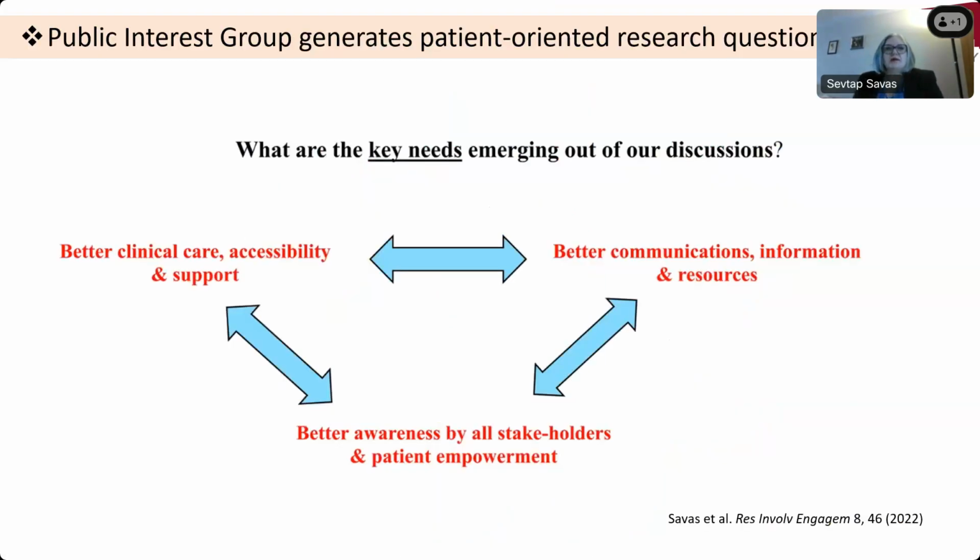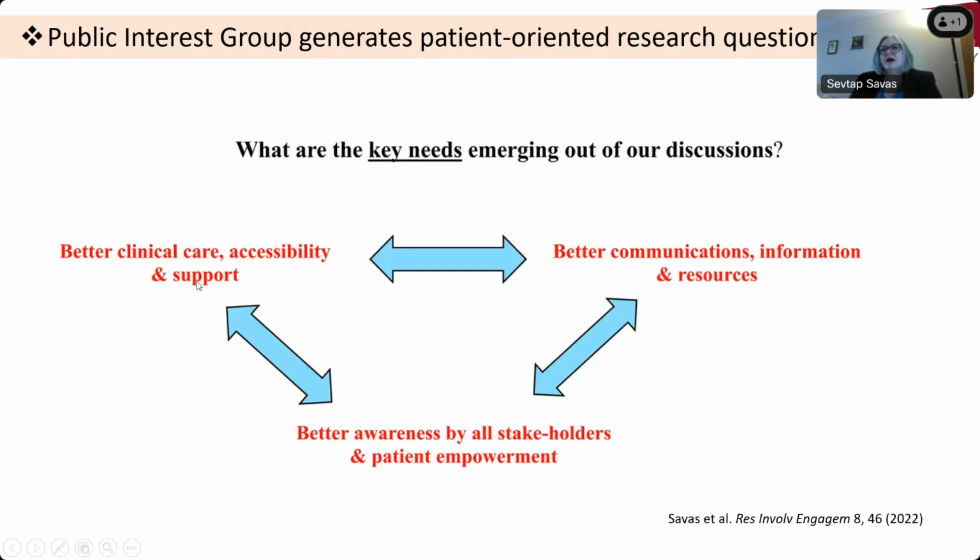So in terms of creating patient-oriented research questions, when we first created this group, our primary interest was to understand the patient and family priorities. So we had a number of group conversations, meetings, and at the end, we digested this information and discussion, and we came up with 3 emerging points.